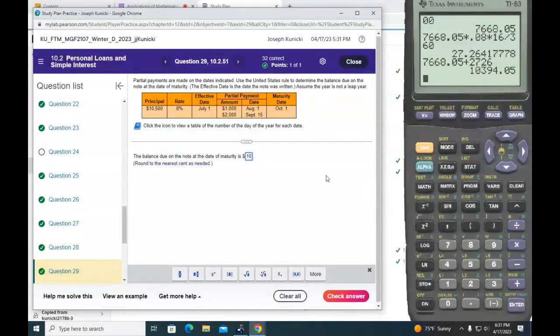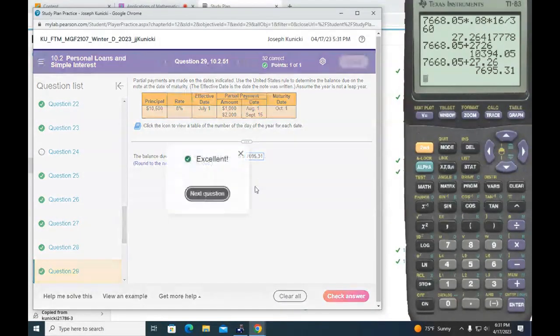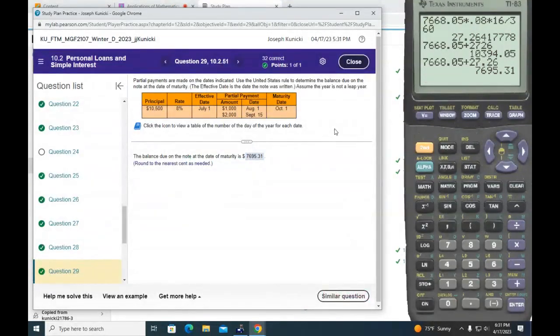No, that can't be right. I'm missing a decimal point. 2726, I put 22,000. Yep. 7,695.31. Ooh, yay. All right, so it was the day thing. It would seem trivial, but you can see that it's pretty important.